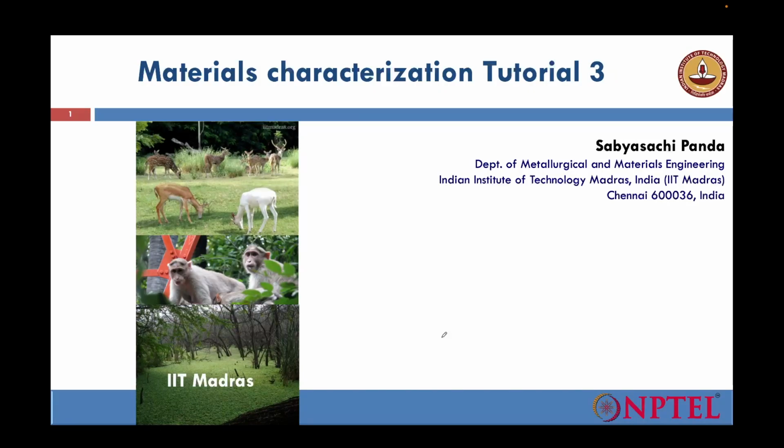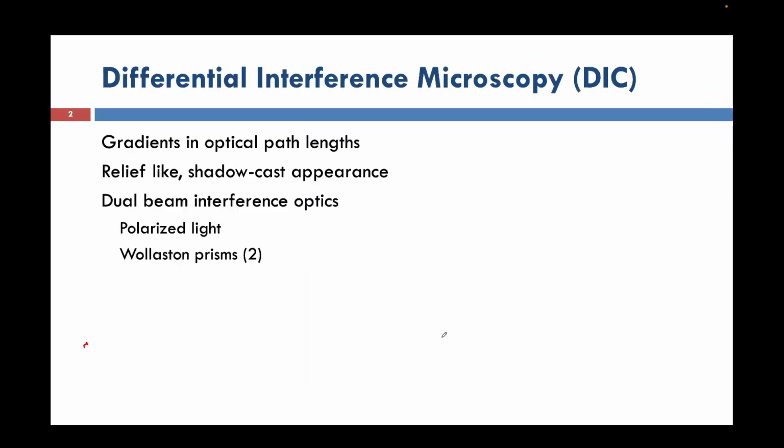so yeah, welcome to the tutorial, the third session of the materials characterization course. In the last class, we covered different modes of light optical microscopy, that is the bright field microscopy as well as the dark field microscopy. Then we covered phase contrast microscopy, and another thing we covered was polarization microscopy.